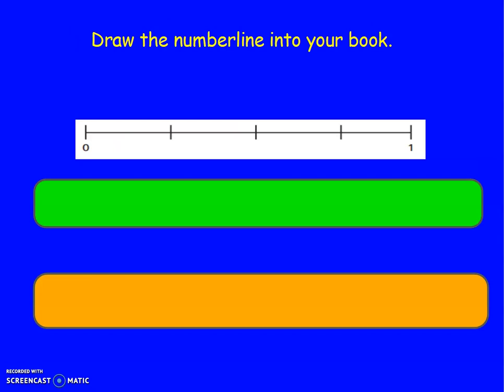There's a part 2 to this video. So what I want you to do now is draw this number line into your book. So use your ruler, draw a straight line with 4 equal parts. So pause the video whilst you copy this number line and then go and start video 2.